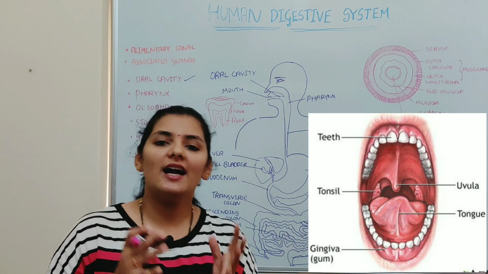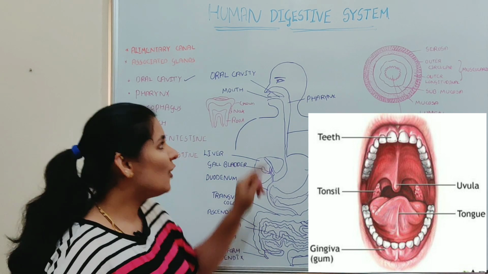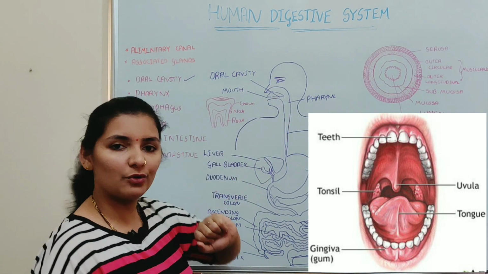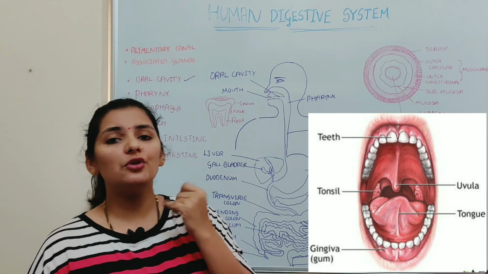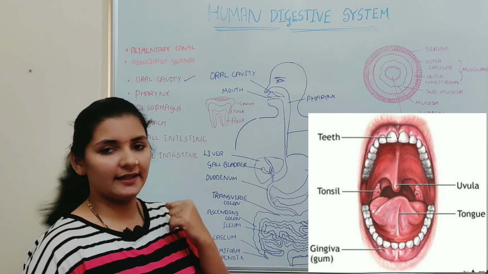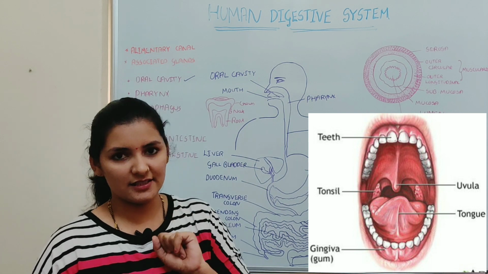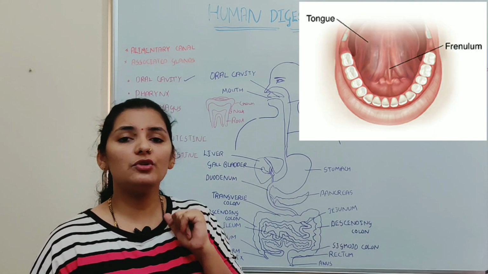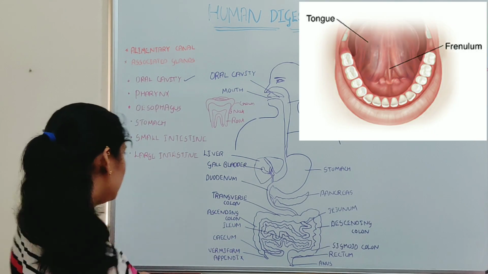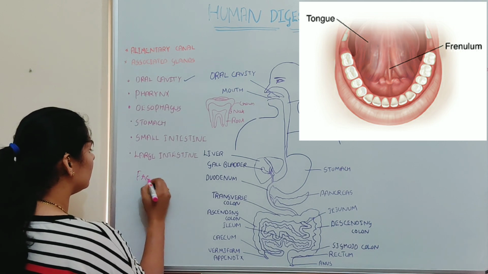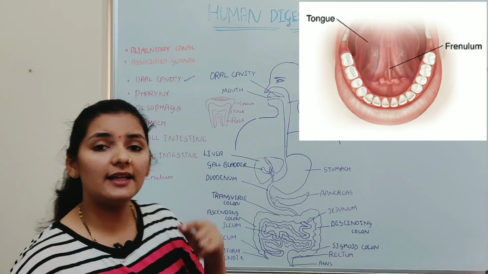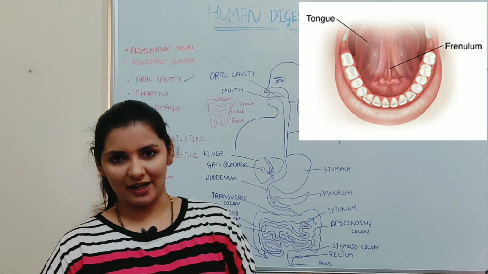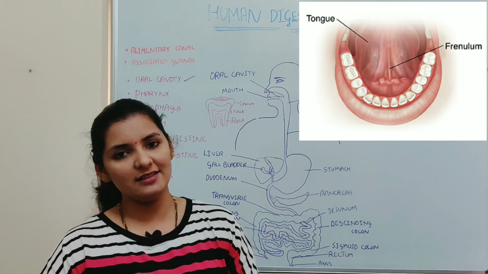So the tongue is a highly mobile muscular organ which is present at the floor of the buccal cavity or oral cavity. Tongue is attached to the floor of the oral cavity only at the back, whereas at the front it is free. It is attached to the floor of the oral cavity with the help of a tissue known as frenulum. So frenulum is the tissue with the help of which the tongue is attached to the floor, whereas at the front it is free.